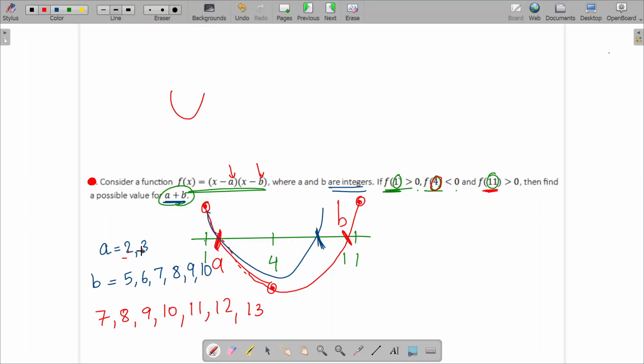Why did I write 13? Because when you do 3 plus 5, 3 plus 6, these numbers will again repeat. So you have to check all the combinations and eliminate the numbers that are repeating. So this will be your answer. These are all the possible values.